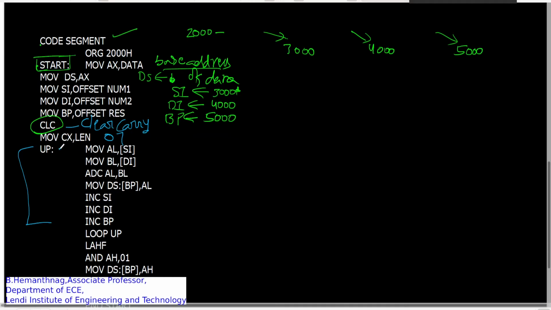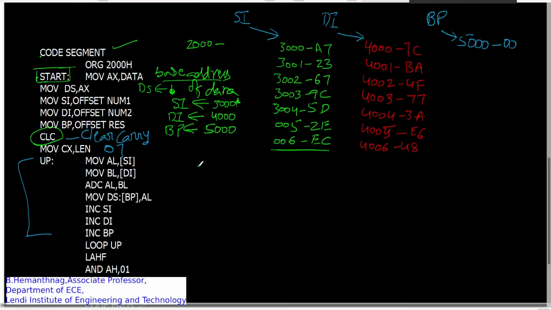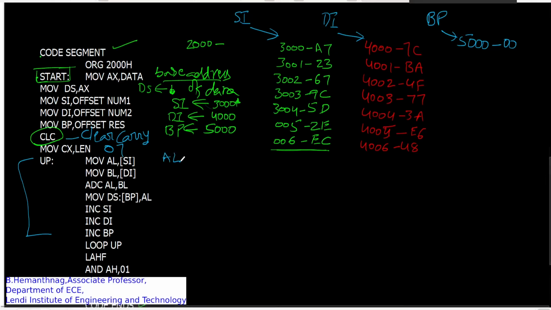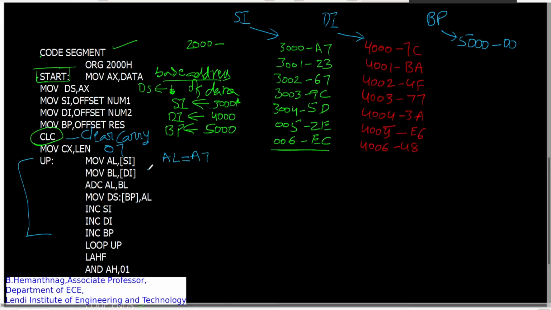In the first instruction, move AL, SI, I get the value from SI to AL. Now observe here, from SI, which currently has offset 3000, the value A7 is taken into AL. So AL at this point is A7. In the next instruction, from the pointer DI, we get the value to BL, which is from location 4000 that has 7C, so BL will have the value 7C.